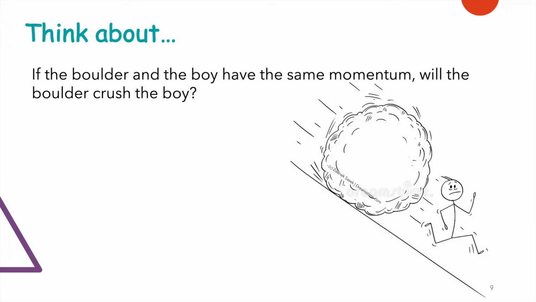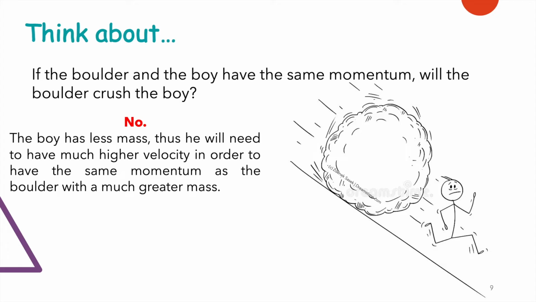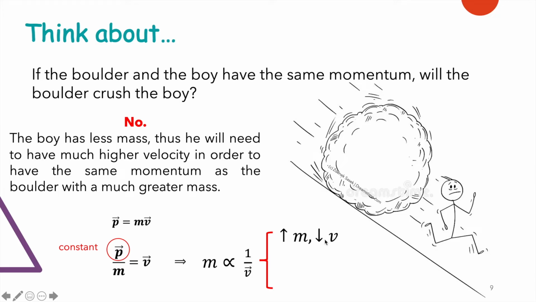If the boulder and the boy have the same momentum, will the boulder crush the boy? The answer is no. The boy has less mass, thus he will need to have much higher velocity in order to have the same momentum as the boulder with a much greater mass. Take note that momentum is a product of mass and velocity. For this case, momentum is constant. So you could say that mass is inversely proportional to velocity. What does this mean? In order to yield the same amount of momentum for each object, if mass is large, then its velocity is slow. On the other hand, if mass is small, its velocity is fast.